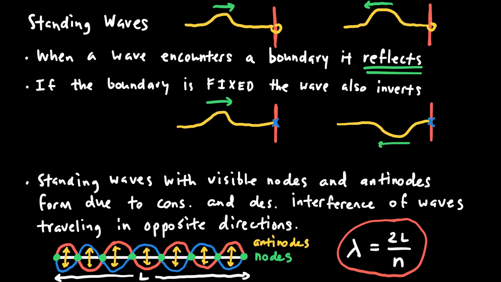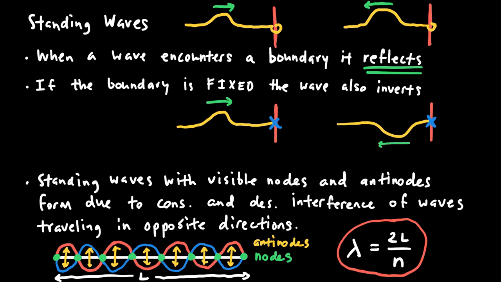Now I'd like to do the same thing, but the boundary is going to be fixed in place. So maybe it's tied more tightly, or there's something holding it so that it can't move up the pole. What will happen is that the wave will still reflect back, but it also inverts. And this is one of the things that's essential for forming a standing wave.